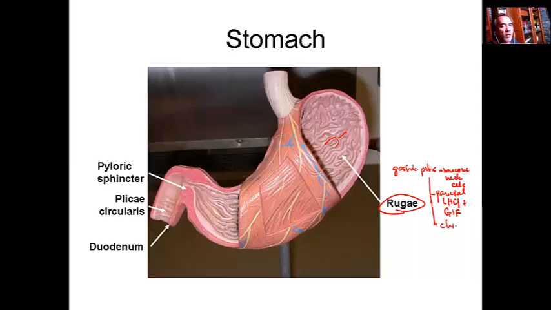Then we have the chief cells. They're the ones that secrete the enzyme called pepsinogen. Those are the ones located at the rugae. It has pits. Now, this is a valve called the pyloric sphincter. That is where the stomach connects with the duodenum. And then these are your circular folds located at the small intestine, called plicae circulares. The purpose is to increase the surface of the duodenum.